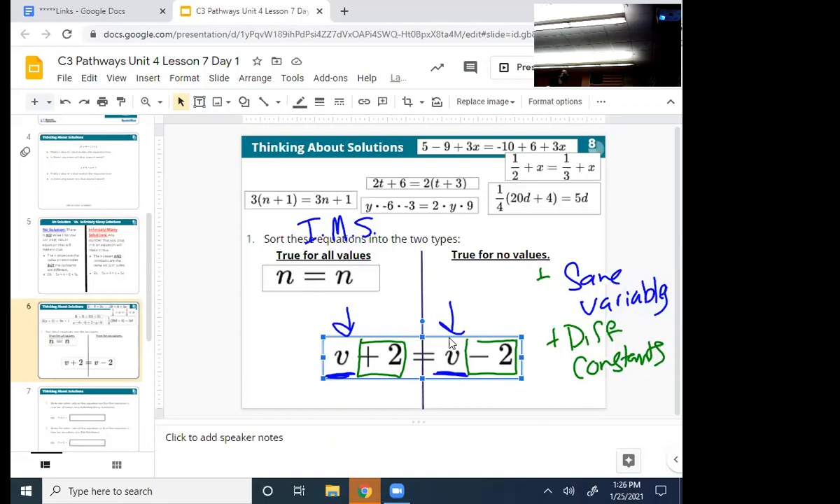Because we have the same variable, the same letter, but different constants. The reason that they're different constants is because you need to remember that the sign that comes in front sticks with it. If you need to draw your boxes around it so that you remember, please do so. We have different constants, so this is going to go to the true for no solution, for no values, or it's going to have no solutions. Nice job, very good. I'm going to make this guy a little bit smaller. Oh, wait, no, let me get rid of the ink here, actually.